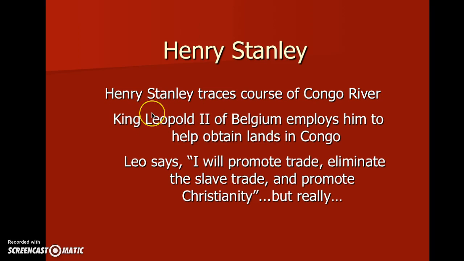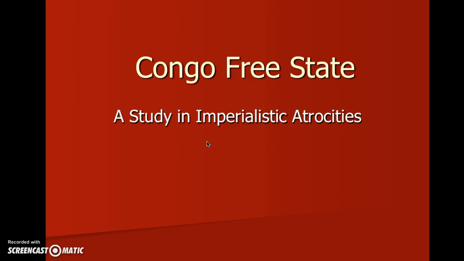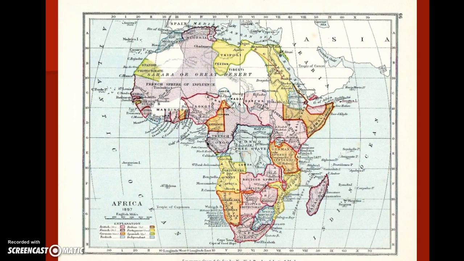King Leopold II, which is where we get into our imperialist study, of Belgium, hires him to help obtain lands in the Congo. Leo lies to the world. He says, I'll promote trade, eliminate the slave trade, and promote Christianity. But really, let's see what he does. So, to our study, the Congo Free State.